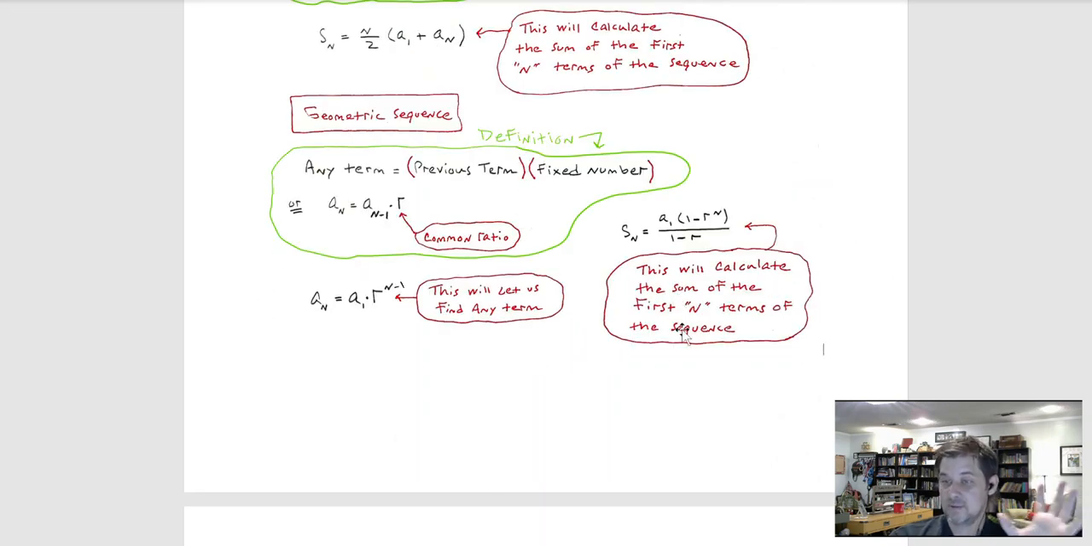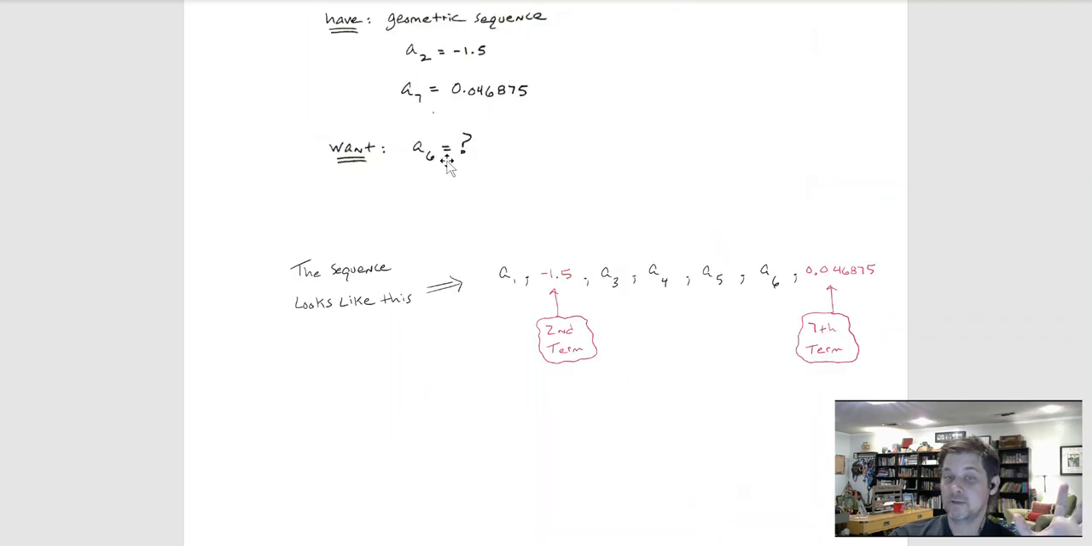Neither of these will directly tell you what you want, which is the sixth term. But we can think about how this should work. You multiply every term times r, and then you get the next one. So something like this would be true. Multiply times r, get this one. Multiply times r again. Multiply times r again. Multiply times r again. That's how you could get from one term to the other.